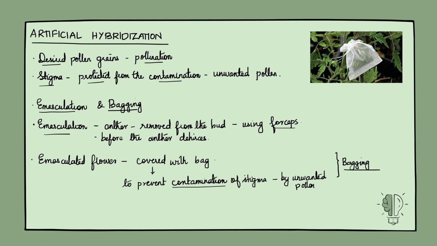So that's it for the session. This was part 4, where we've learned about outbreeding devices, pollen-pistil interaction, double fertilization, and artificial hybridization. In part 5, we'll be covering post-fertilization structures and events.